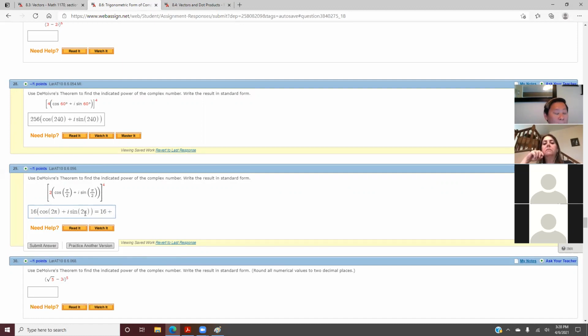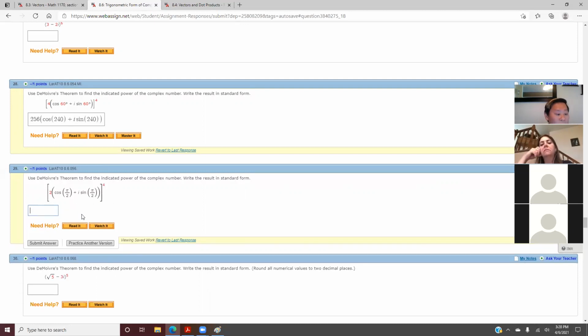And sine 2 pi is 0. So 16 times 0 is 0 i. So your answer in this case is just 16 because the i part is 0. So your answer for this is 16. This is what they want: they want it in standard form. Same thing happens to this one. They want standard form.